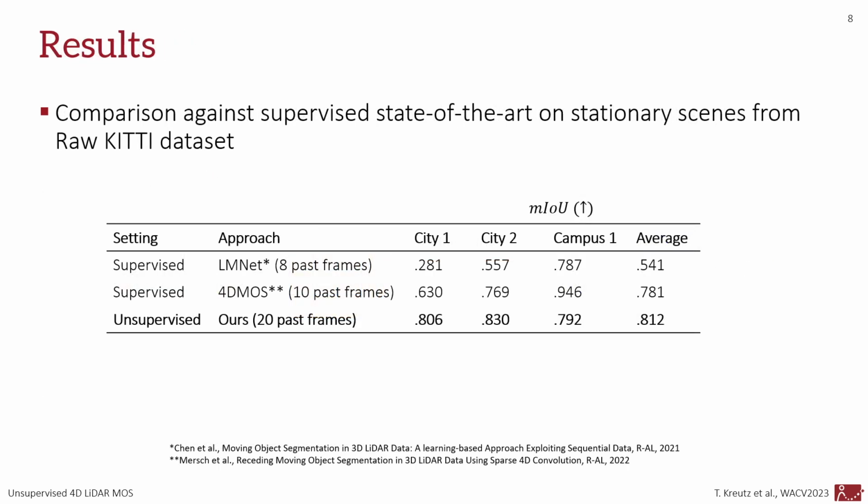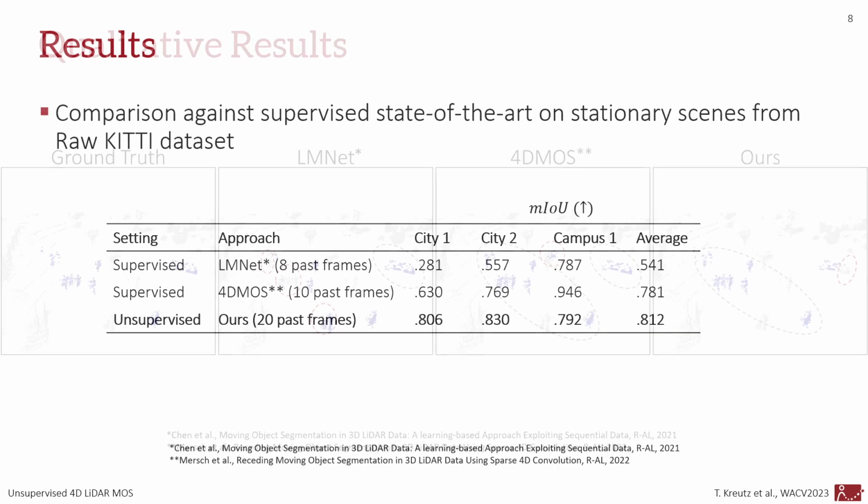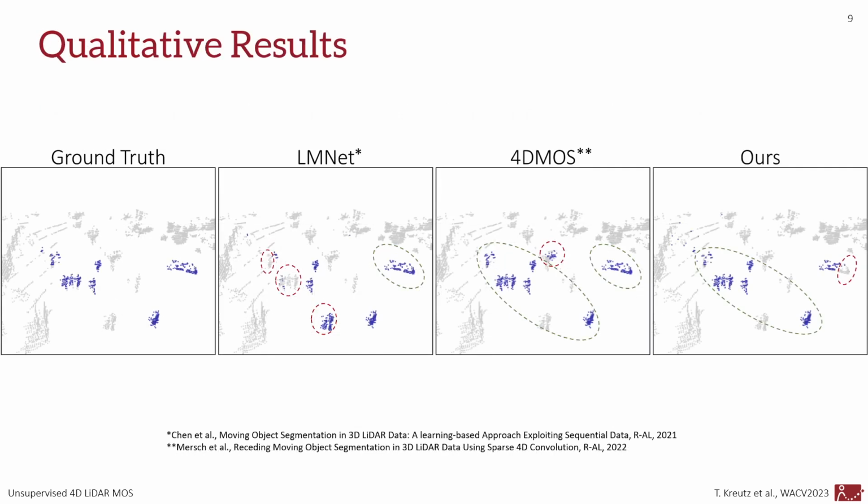We compare our approach against two recent state-of-the-art methods on stationary scenes from the Raw KITTI dataset. We find that our unsupervised approach is able to achieve performance that is comparable to that of supervised state-of-the-art methods when they are applied on stationary LiDAR scenes. In the qualitative comparison, our approach is able to achieve a segmentation that holds up with the supervised state-of-the-art with only minor differences.